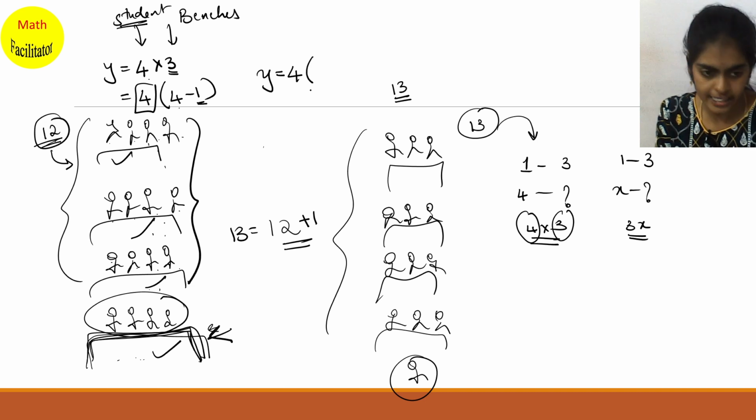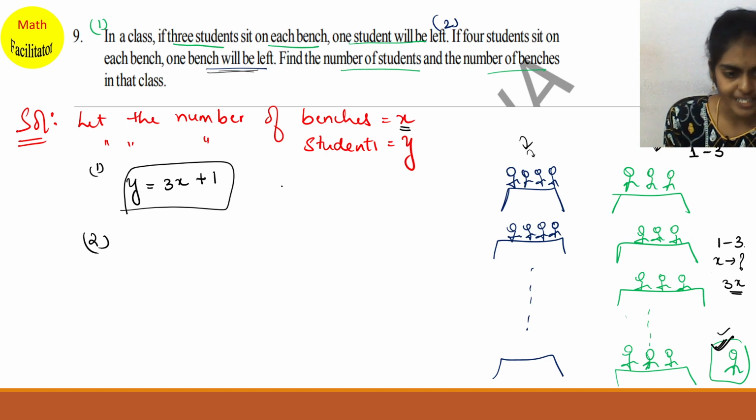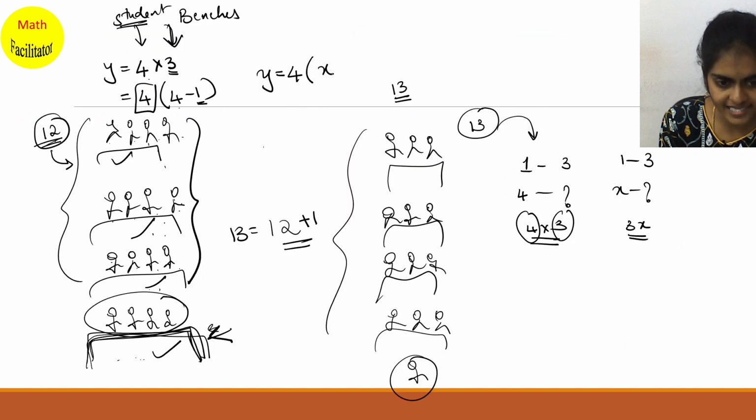4 students are sitting in each bench. And how many benches are there? Here in this example, I took 3. But actually, how many benches do we have? X number of benches. So, can I write this as X minus 1 bench is remaining?